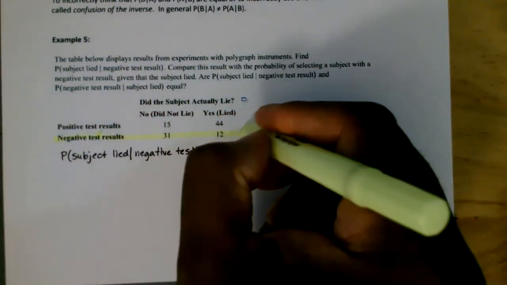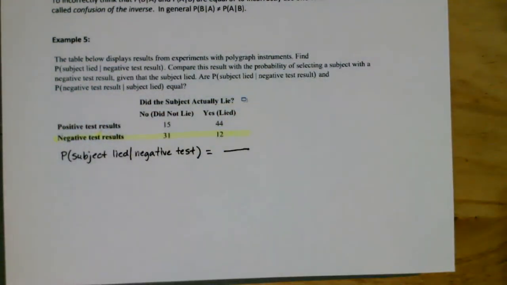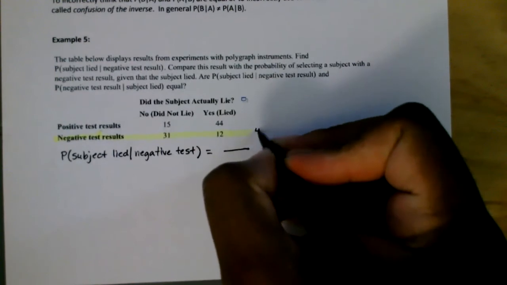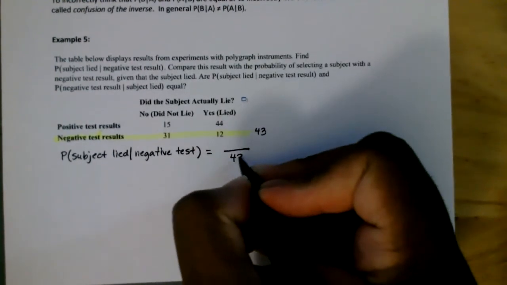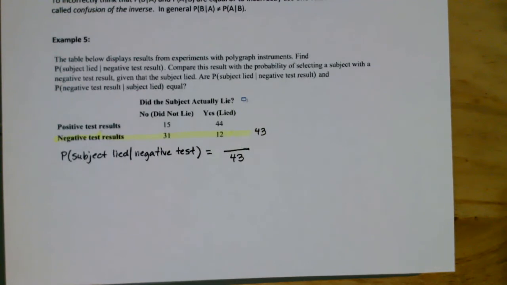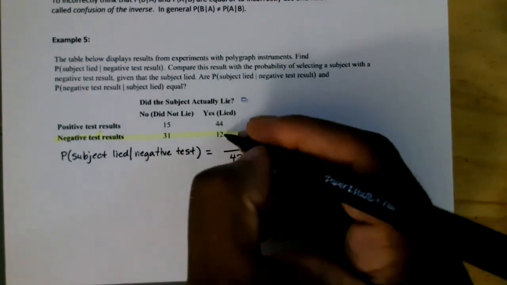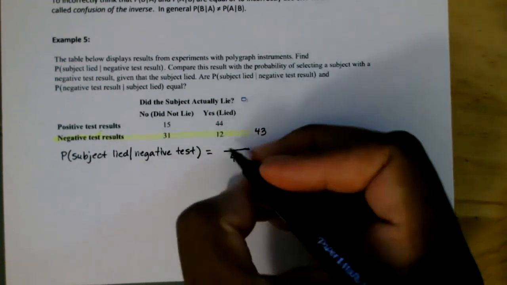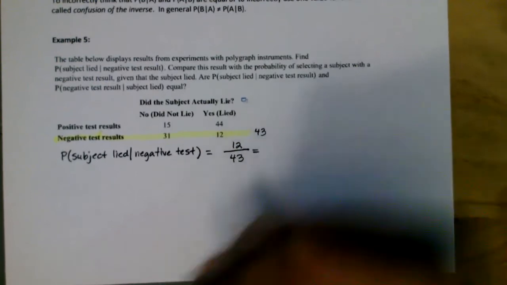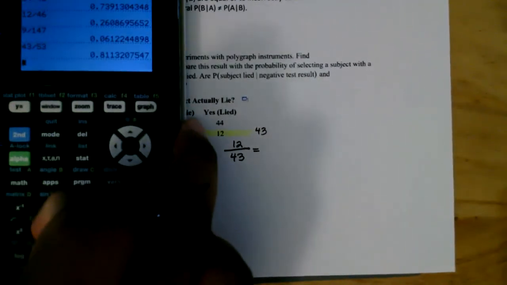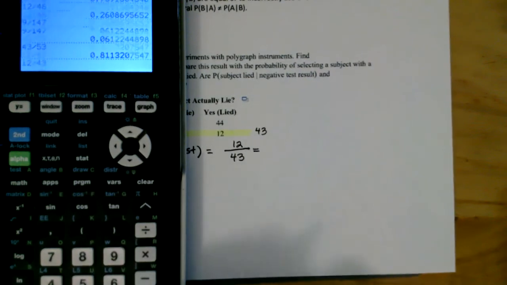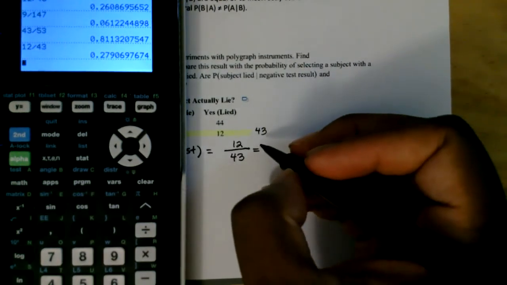I'm going to highlight the row that says negative test results. That's this row right here. Now, if I add 31 and 12 together, that will give me a total of 43. So in this case, there are 43 negative test results. That's going to be in the denominator. Out of the 43, how many subjects lied? In this case, it's 12. So this is 12 divided by 43. To 3 decimal places, this will be 0.279.